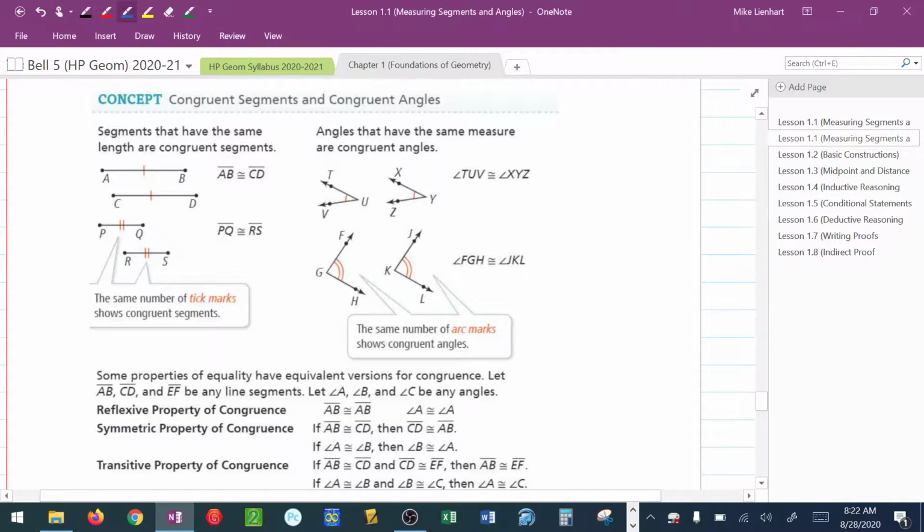For angles, we do a similar kind of tick marks, but they call them arc marks, and they're interior or inside the angle. Okay?